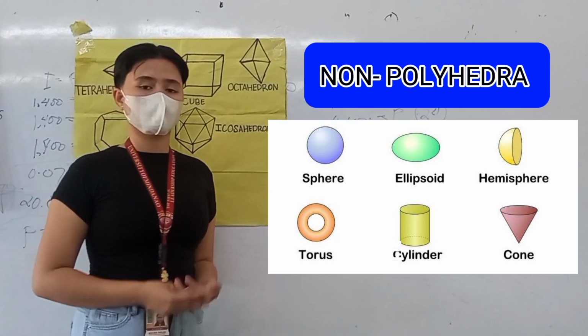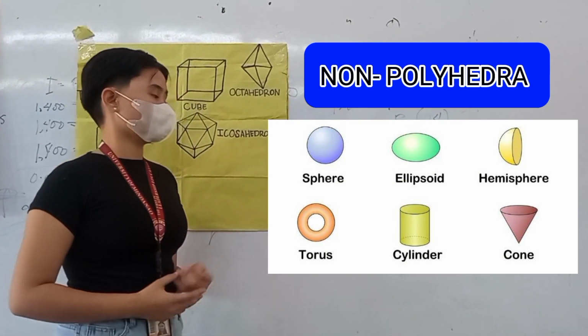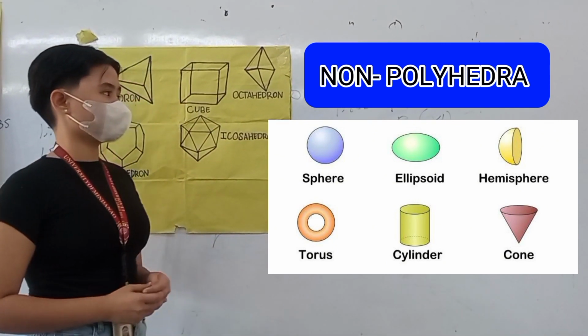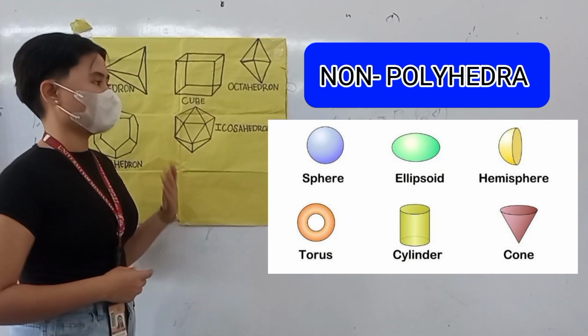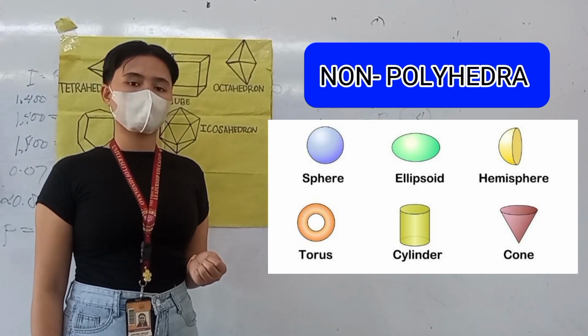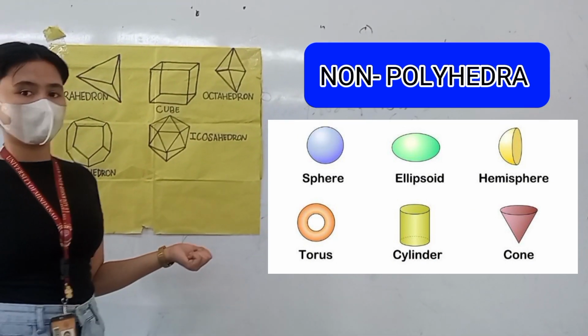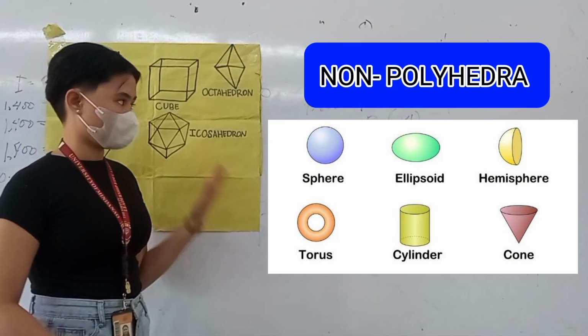Fourth is an ellipsoid, a surface that may be obtained from a sphere by deforming it by means of directional scalings, or more generally of an affine transformation. And lastly is the hemisphere. A hemisphere is half of a sphere divided by a plane passing through the center of the sphere.